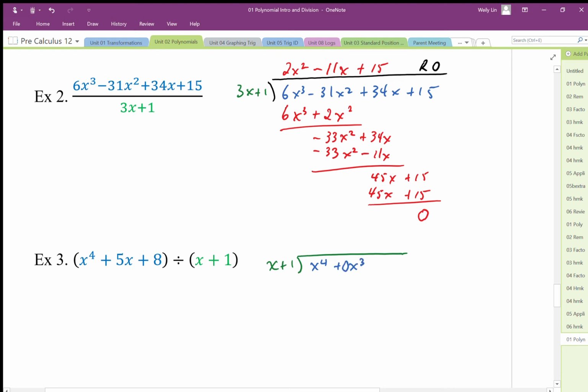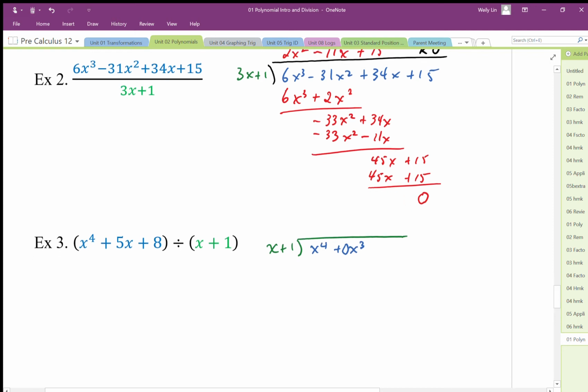Just like in 101, we need a placeholder for that 10. So in here we need a placeholder for the cube. We also need a placeholder for the squared. Okay, and then we have 5x plus 8. So doing this division, we have our placeholders. If you don't have your placeholders, what ends up happening is your powers don't line up very well, and that should give you an indication that you may have forgotten the placeholders.